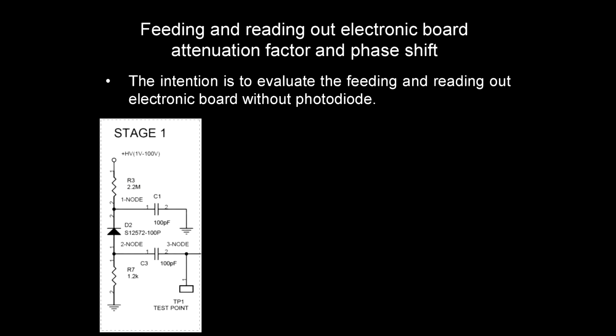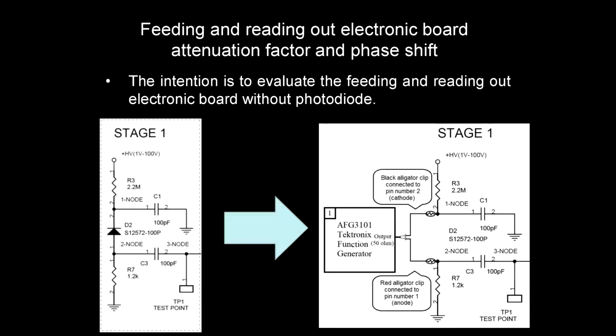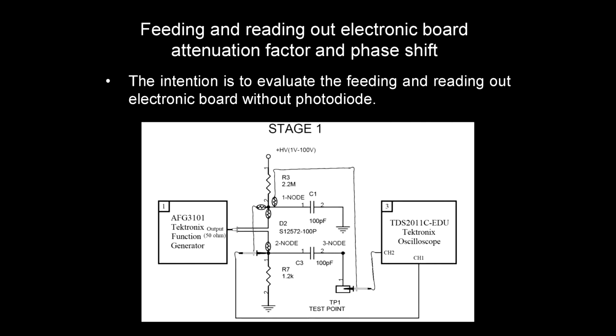The main evaluation occurs on the electronic circuit of stage 1 from the feeding and reading out electronic board. The analog signal from the photodiode is simulated by a function generator, with the advantage of controlling the analog signal frequency for evaluation. From oscilloscope channel 1, we measure the analog input signal, while from oscilloscope channel 2, we measure the analog output signal of the feeding and reading out electronic board, and the phase shift of channel 2 with respect to channel 1.